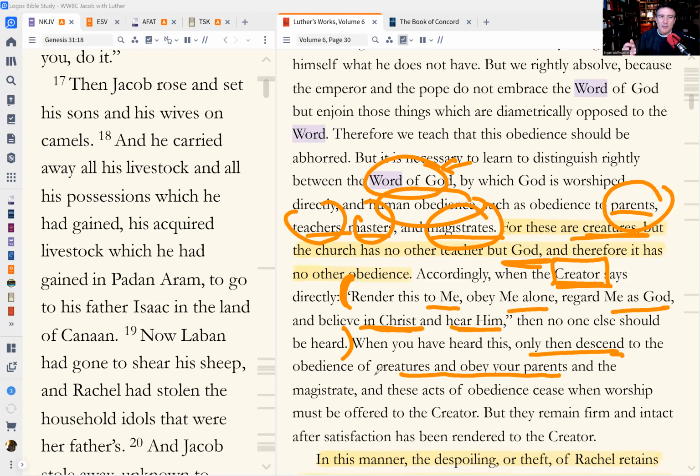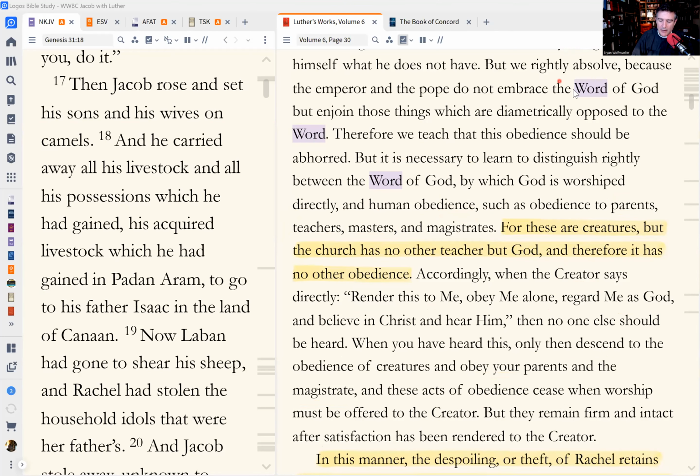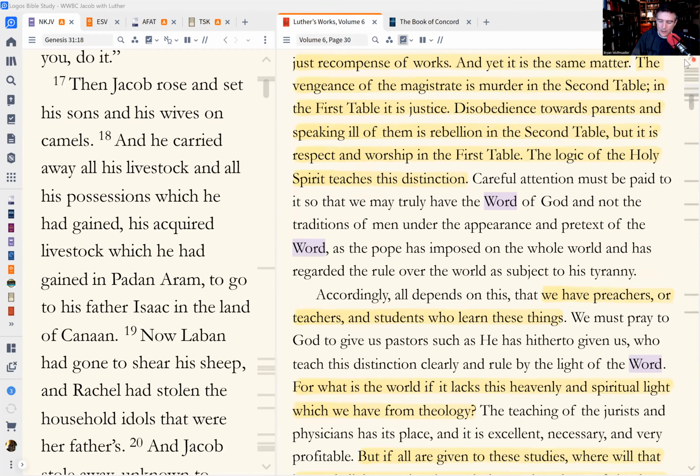In fact, remember the fourth commandment, we should fear and love God so that we do not despise or anger our parents and other authorities, but honor them, serve and obey them, love and cherish them. So it's from an obedience to God that we even listen to those who are in authority. And if those who are in authority then contradict God, then we don't listen to them. So we first hear the voice of God, and then we go to listen to our parents and the magistrates, and these acts of obedience cease when worship must be offered to the Creator. But they remain firm and intact after satisfaction has been rendered to the Creator. In other words, if they don't contradict what God has said, then they stand in place. So that we have this clear ordering of things in the world, a clear ordering of who we listen to.